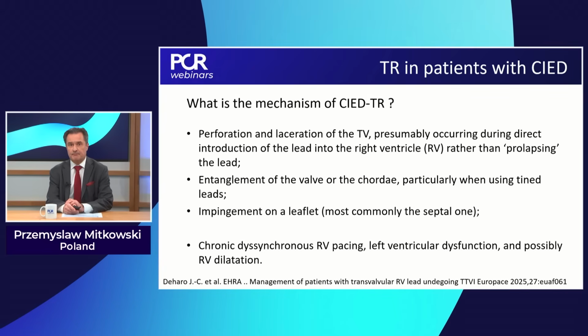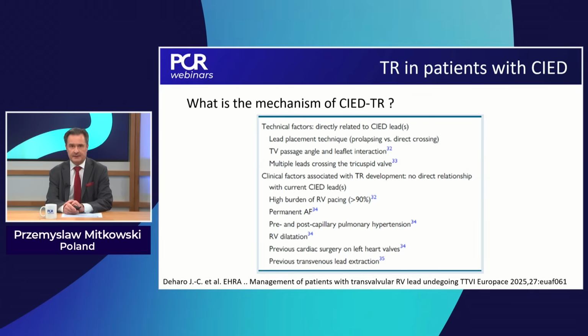So what are the mechanisms of tricuspid regurgitation related to device implantation? One of the most important is perforation or laceration of the valve. Entanglement of the valve and impingement on the leaflet are, I think, quite common, especially when we place the lead in the outflow tract, and also some conditions related to hemodynamics of the heart after the implantation of the pacemaker or ICD.